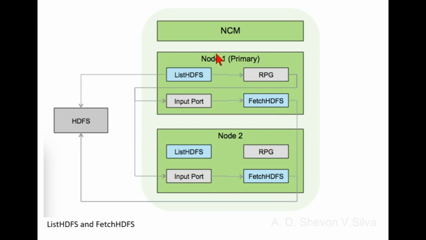Here you can see node 1 primary and node 2. ListHDFS is connected to the RPG here, and also HDFS here, and the RPG is connected to the input port in node 1 and the input port in node 2. The input port is connected to FetchHDFS, and FetchHDFS is connected to HDFS.